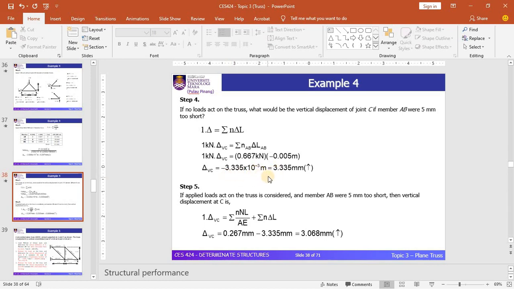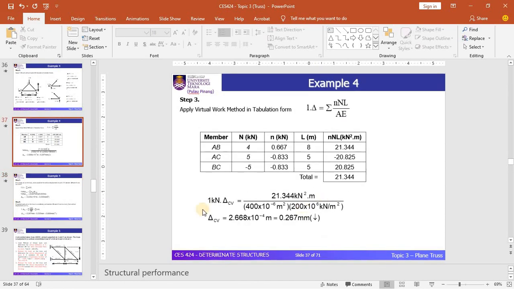10 to the power of negative 3 meter. So convert it into millimeter, you can see that the displacement is 3.335 mm, and the arrow is upwards. Okay, so meaning that this effect of fabrication error has caused the joint C to move upwards. Okay, so if you look at the effect due to the applied load, the displacement is downward.